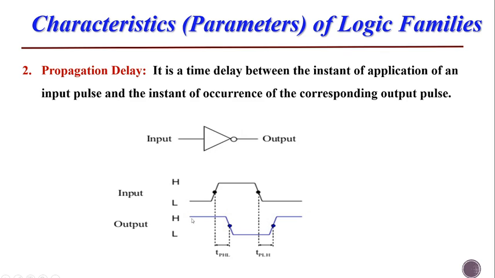Here the output transitions from high to low, so it is called the high to low propagation delay. And here the output transitions from low to high, so it is called the low to high propagation delay. So there are always two delays, one for the high to low transition and one for the low to high transition. Between these two delays, the one which is greater will be treated as the propagation delay for that gate.